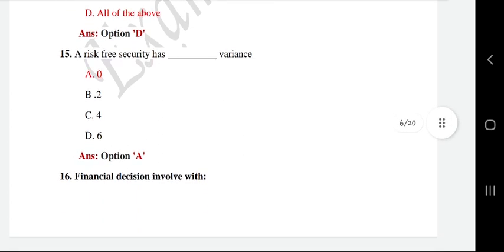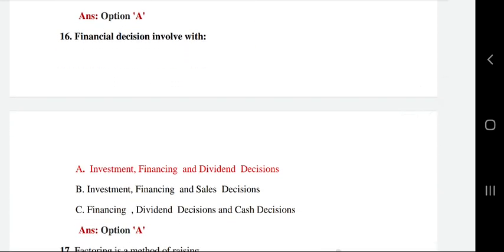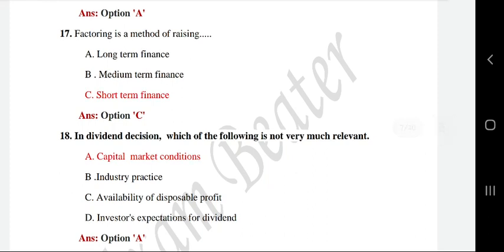Then 15th question, a risk-free security has dash variance. Option A is the answer, that is 0. 0 is the variance. Then 16th question, financial decision involved with the. Option A is the answer, investment decision, financing decision and dividend decision. 17th question, factoring is a method of raising. Option C is the answer, short-term finance.